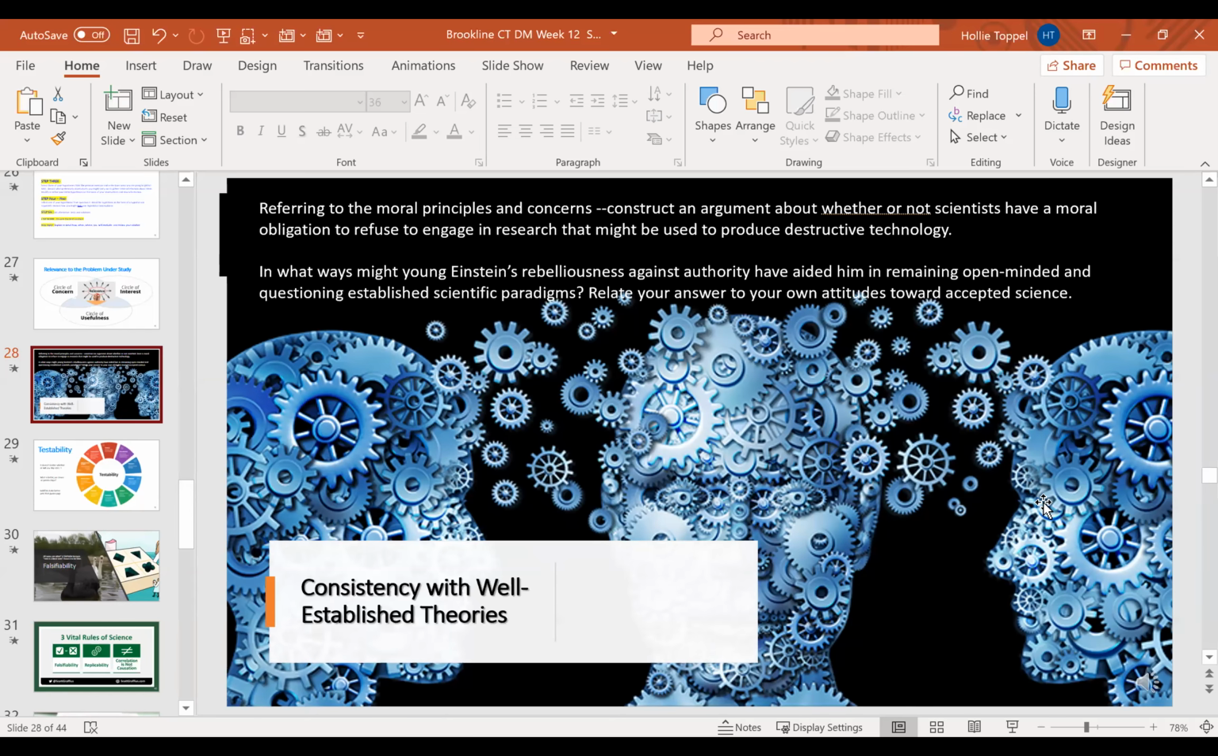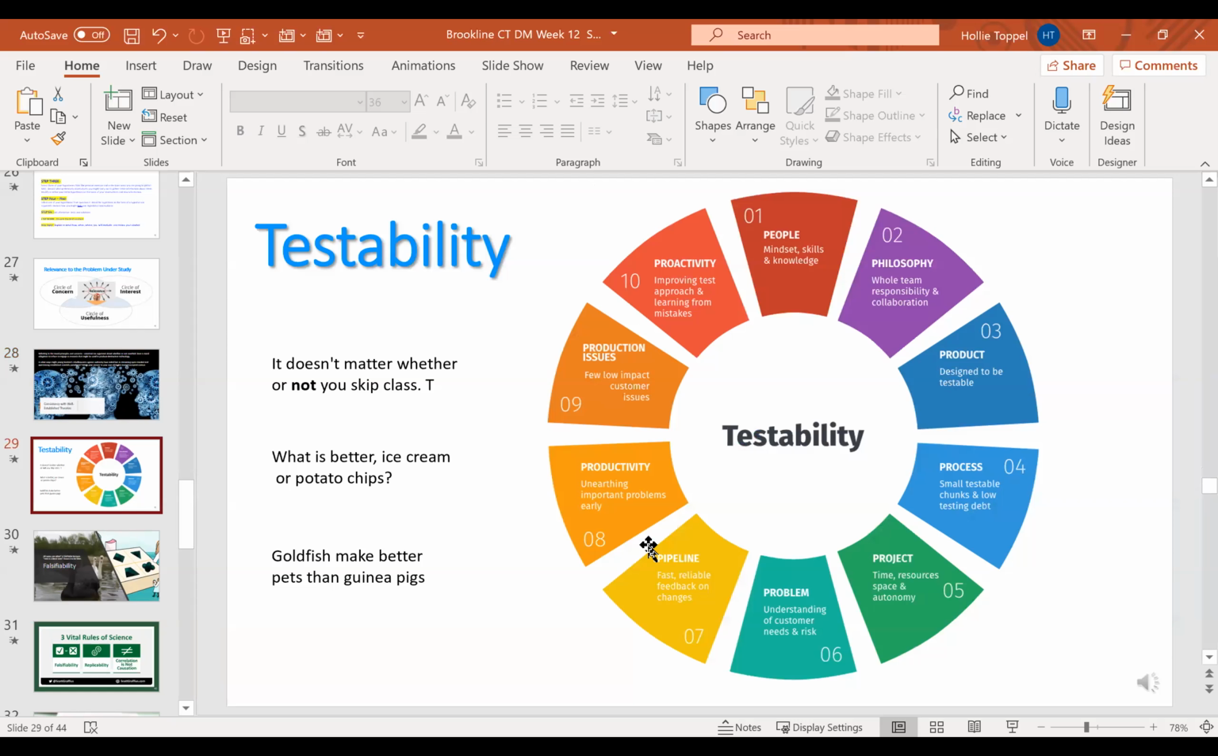So, do you think that because Einstein was rebellious, and I don't know whether he was or not, I watched the movie, I don't know if he was, that aided him in remaining open-minded and questioning the established scientific paradigms? Now, are you open-minded if you reject established paradigms? I mean, established scientific paradigms, or are you closed-minded to the scientific paradigms? And you would be discussing this if we were on ground, but we're not, we're online.